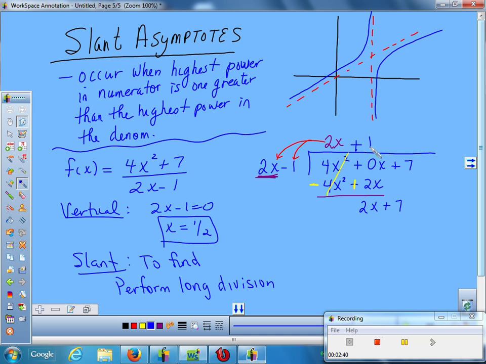You may quit right there. Everything else is going to end up being remainder, because is that not the equation of a line right there, mx plus b? So all you have to do is that far and you get to quit. You don't have to go through all the rest of it. And so your slant asymptote is the line y equals 2x plus 1. So it's not that horrible. You only have to do long division 2 little steps and you get to quit.